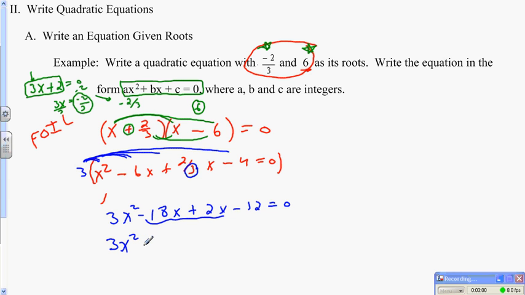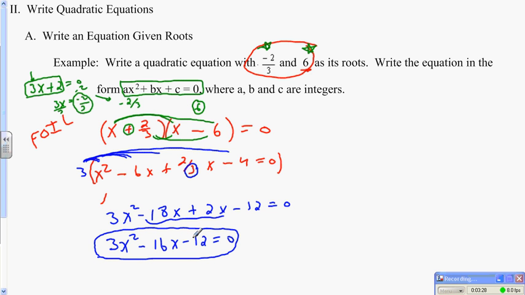so if we combine them, we will get negative 16x. Minus 12 equals 0. And this is considered our final answer in quadratic form.